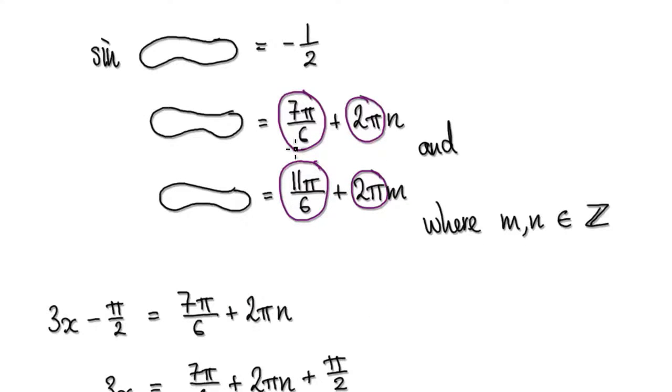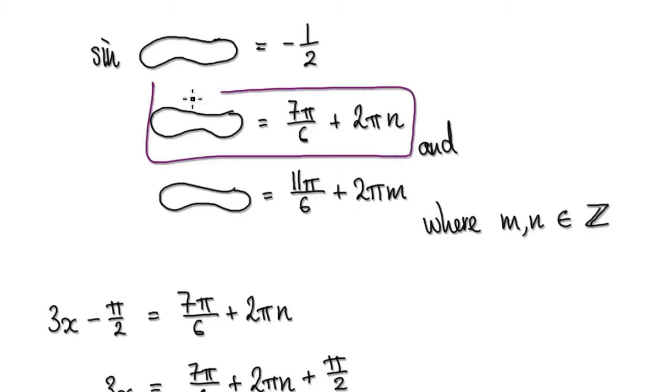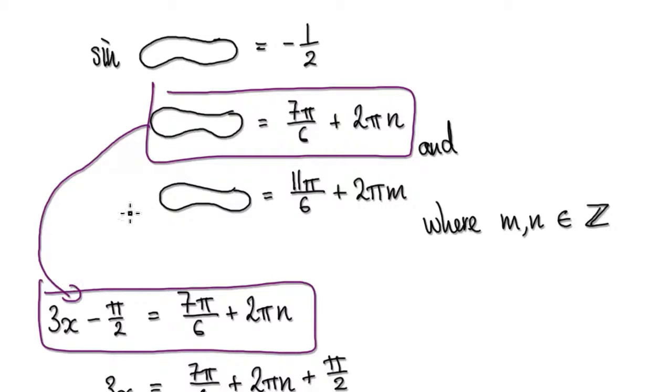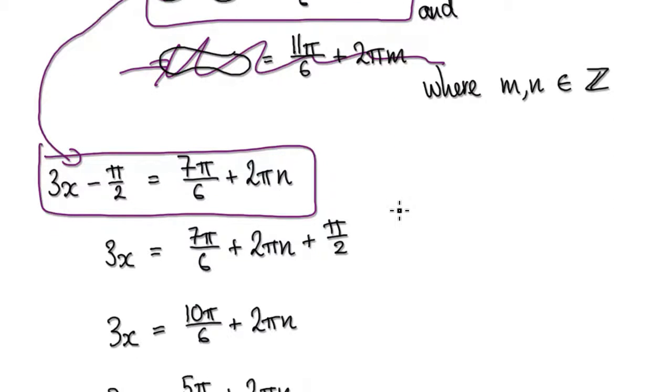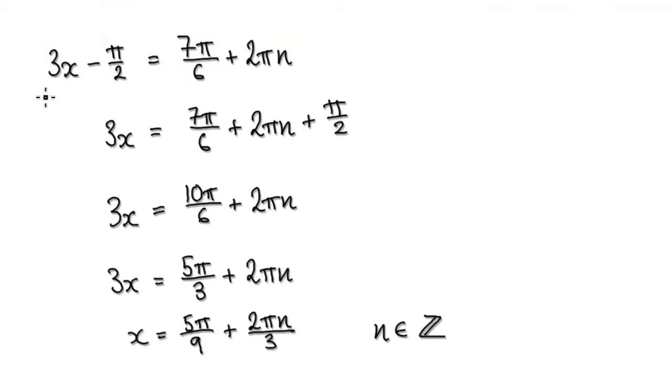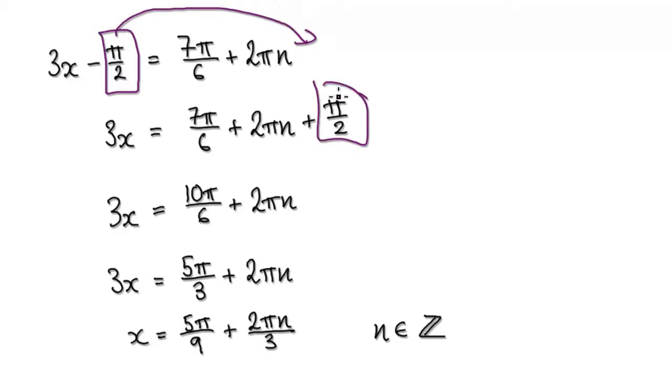So now let's look at the first set of solutions. Let's look at this one here. That will then give us this. We will look at this later on. Okay, so now we are trying to solve for x. So add pi over 2 to both sides. That will then give us this thing here.